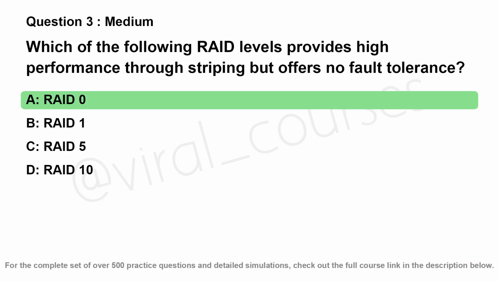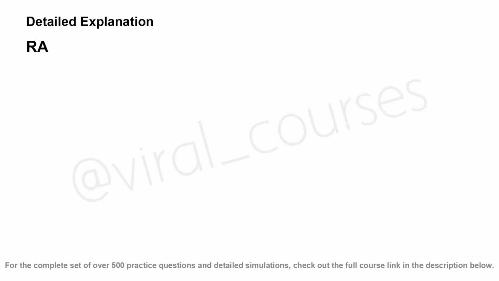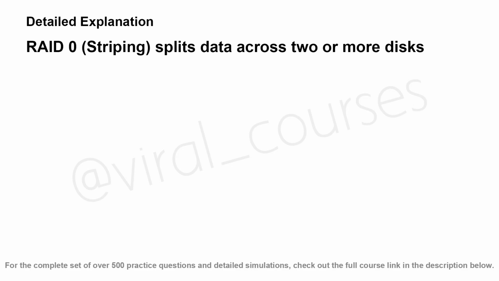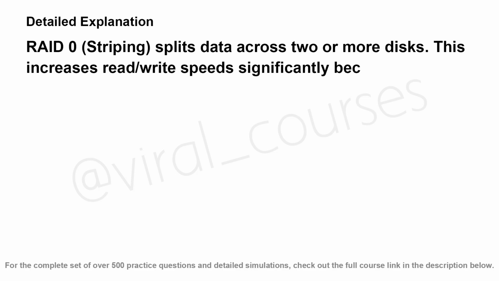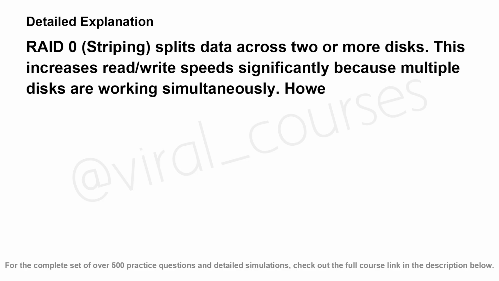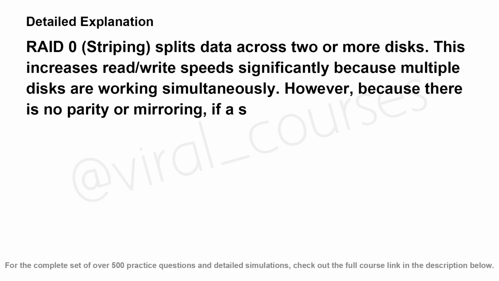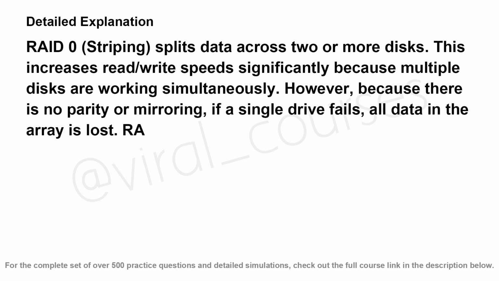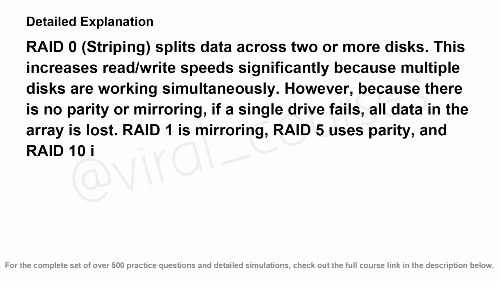The correct answer is A. RAID 0. Striping splits data across two or more disks. This increases read-write speeds significantly because multiple disks are working simultaneously. However, because there is no parity or mirroring, if a single drive fails, all data in the array is lost. RAID 1 is mirroring. RAID 5 uses parity, and RAID 10 is a stripe of mirrors.